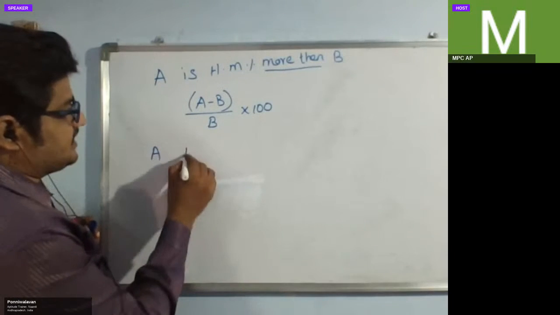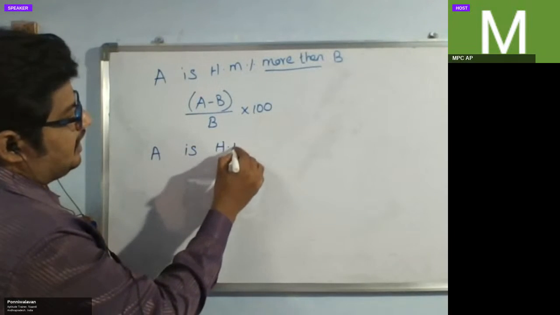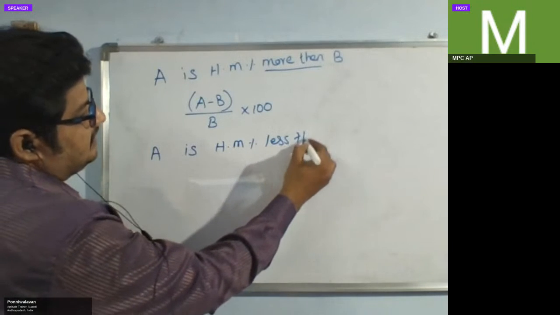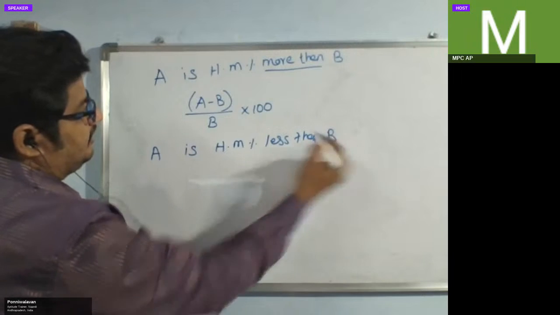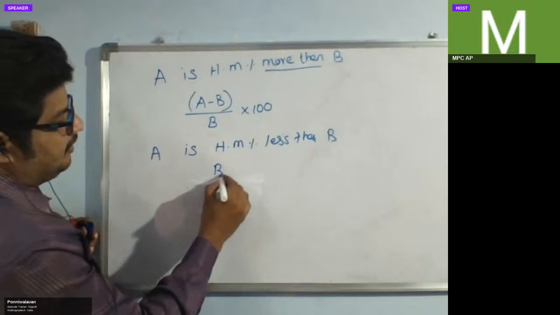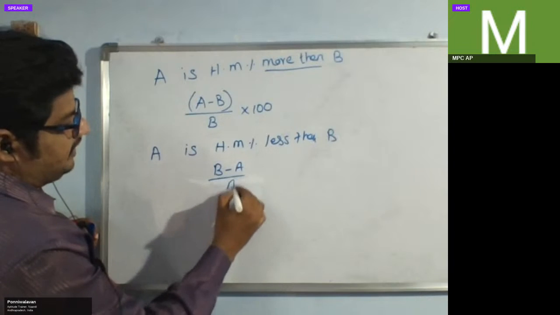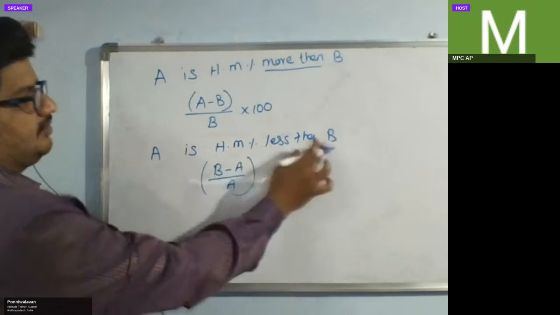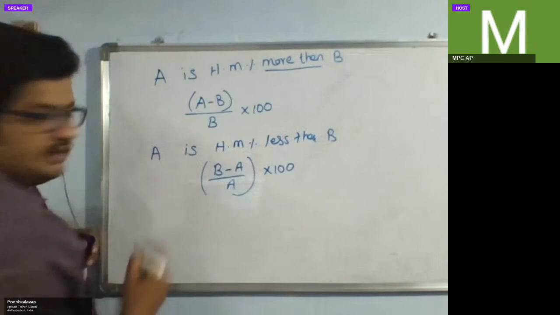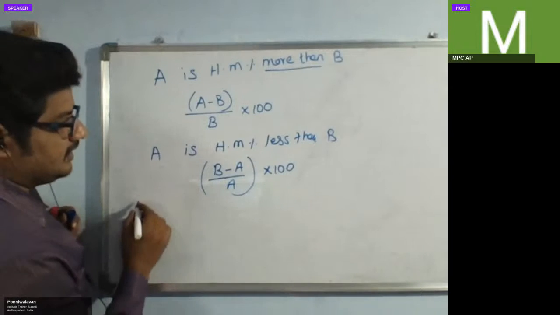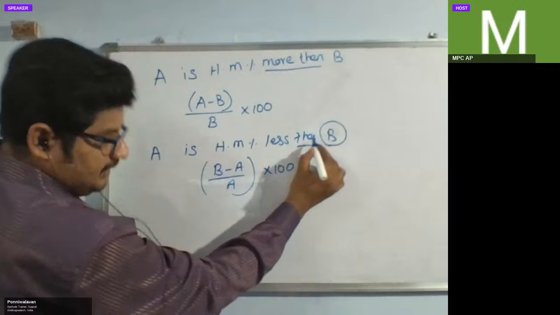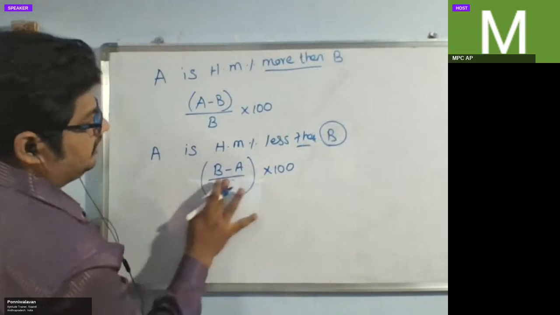If suppose they are asking A is how many percentage less than B, then it is B minus A divided by A. Take care of more than, less than. Whatever the letter, then B, it has to be, sorry.